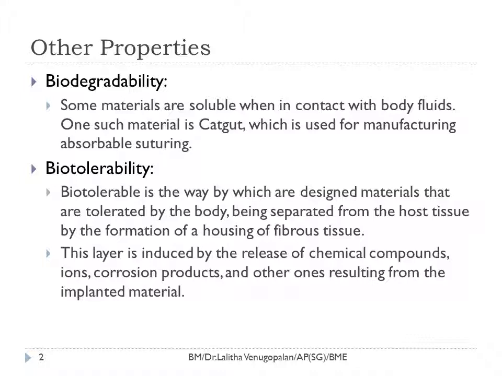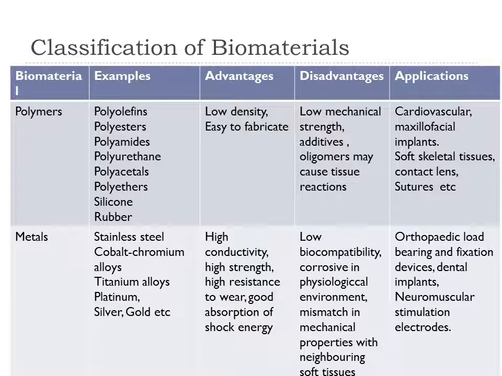The implant is coated with certain chemicals, and once these chemicals come in contact with the human body, with the biological fluid, it forms a protective layer of fibrous tissue. So the chemical that is coated on the surface of the biomaterial is actually reacting with the body fluid and forming a protection layer, and that is biotolerability, which improves the acceptance rate of the implant, to be very precise.